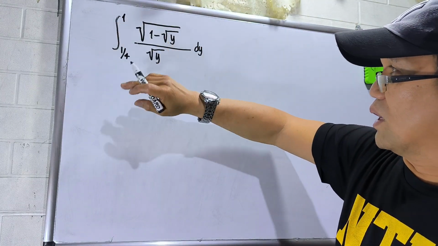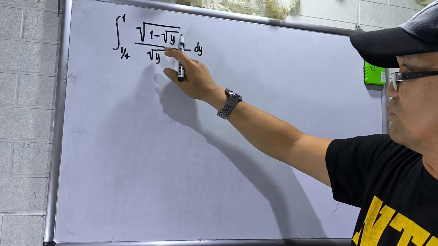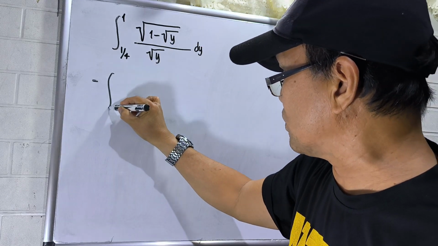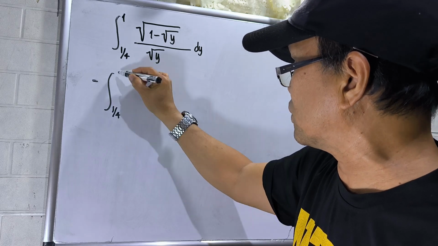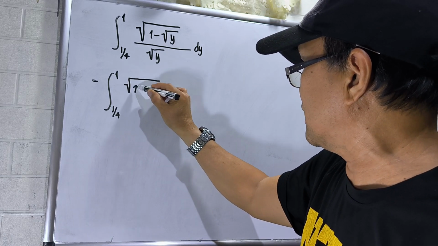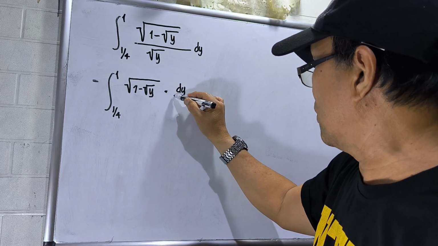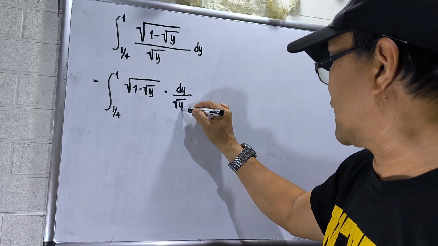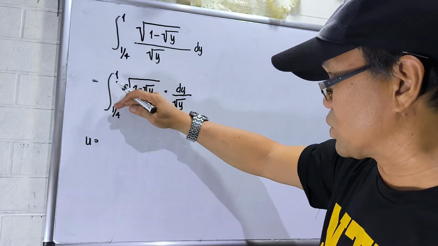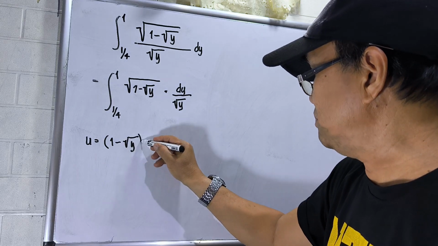Integral from 1/4 to 1, the function is square root of 1 minus square root of y over y dy. So I will rewrite this in a simpler form. This will be integral from 1/4 to 1 of square root of 1 minus square root of y times dy over square root of y. Now, let us assume that u will be 1 minus square root of y.